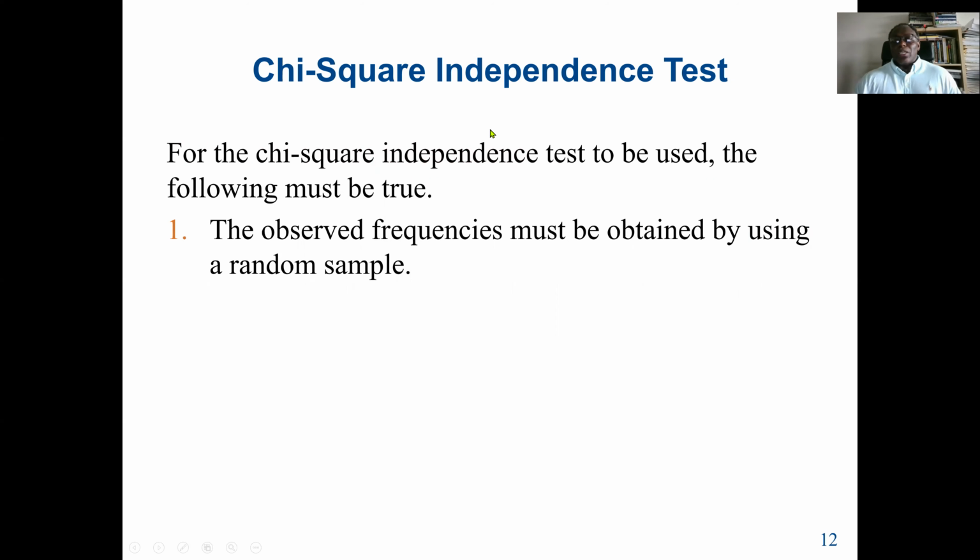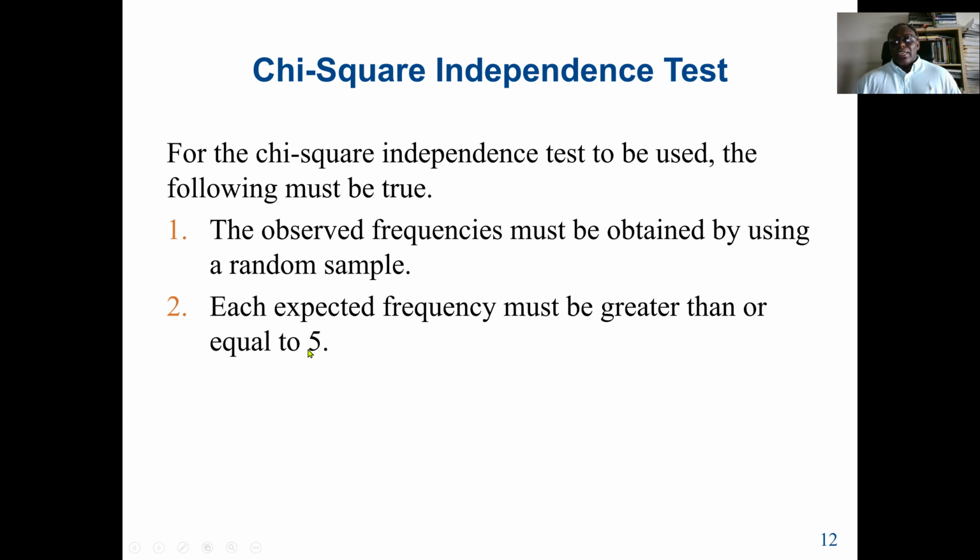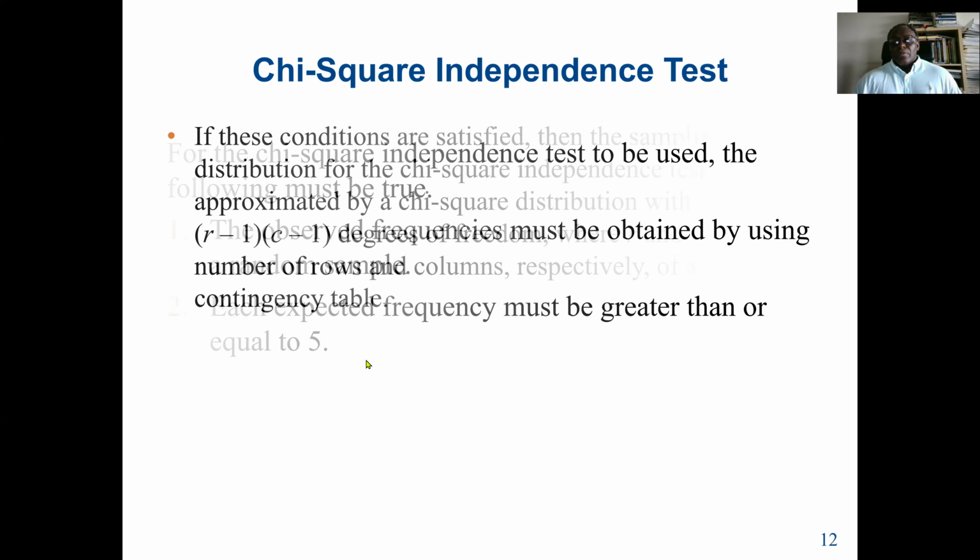So now we want to do our chi-square independence test. So first, for the chi-square independence test to be used, we have to have the following conditions. So here we say the observed frequencies must be obtained by using a random sample. Which means our data must be collected using random sample, the observed frequency. Always the observed frequencies will be given, same as our previous lectures when we were doing the chi-square distribution test, not independency test. Observed frequency is always given. Then each expected frequency value must be greater than or equal to 5. So all the values you get for expected frequency, if any of the values is less than 5, then we cannot use a chi-square to test if the two variables are independent. So that's the two conditions.